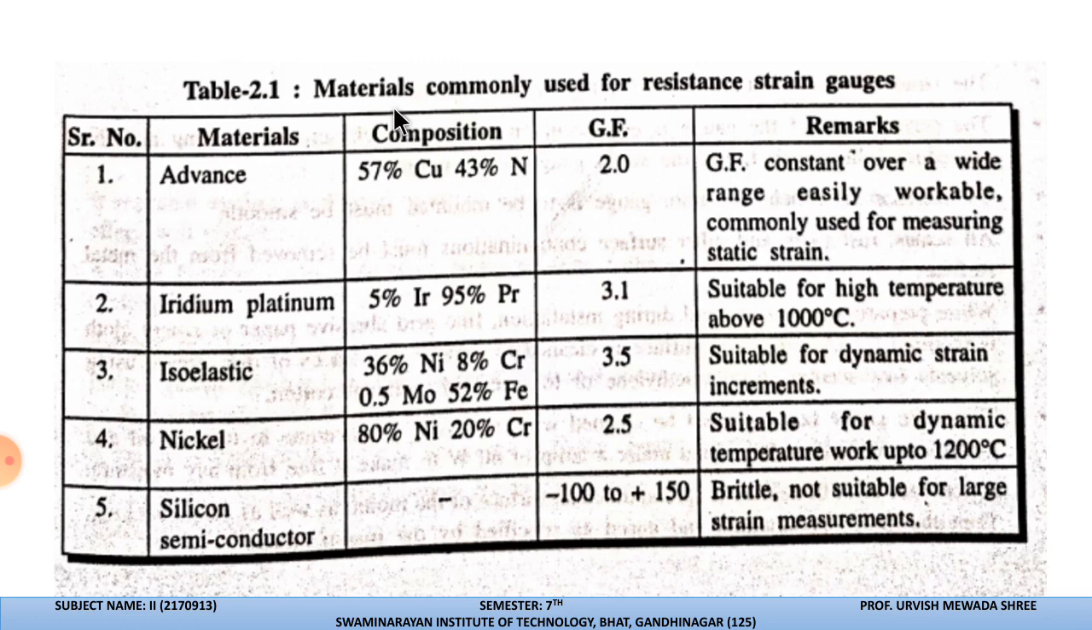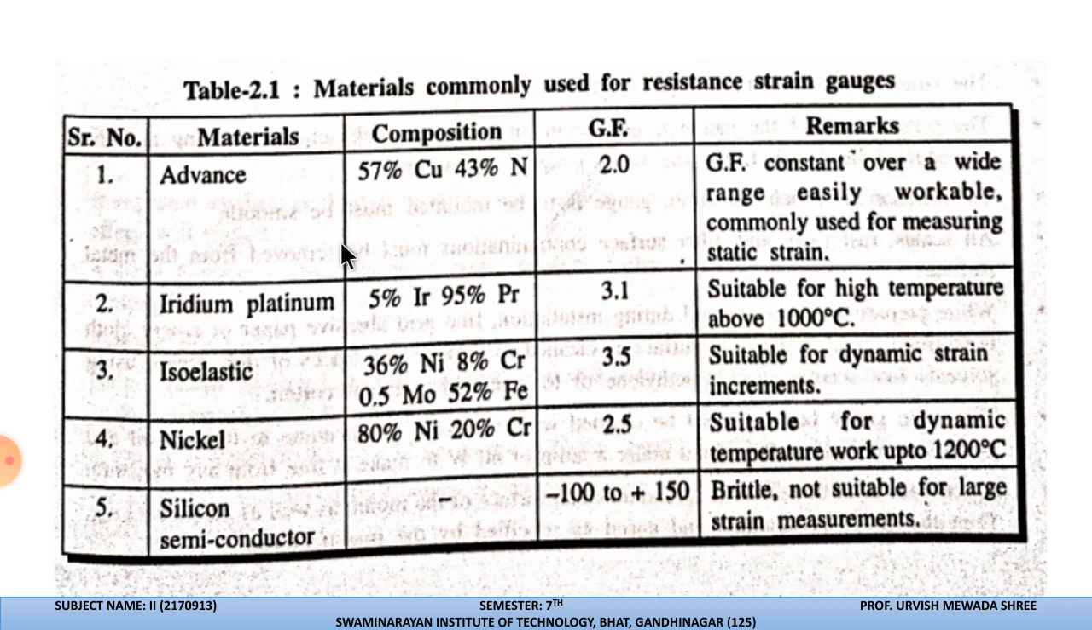So this table shows we generally use iridium, platinum, isoelastic, nickel, silicon, semiconductor. The interesting thing about these materials is the gauge factor. From this you can see that the isoelastic has the highest gauge factor, so its sensitivity is high. So that's why it is suitable for dynamic strain measurements.